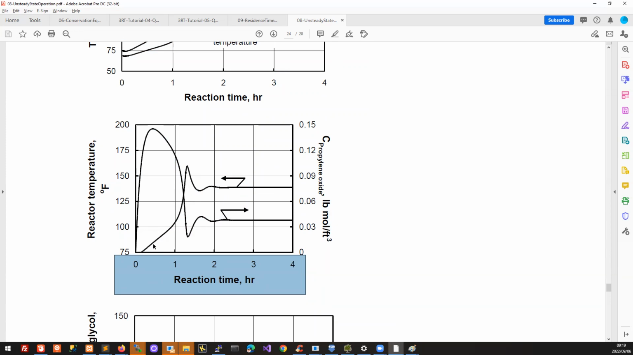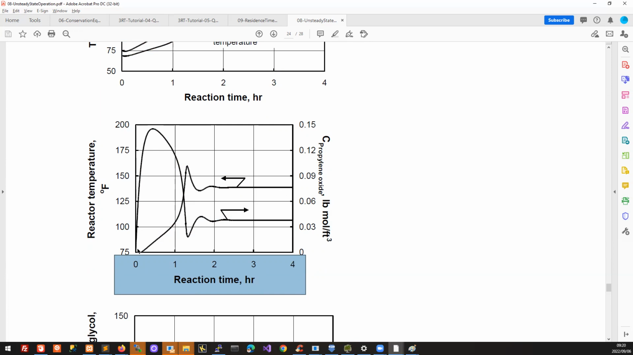It rises. It's an exothermic reaction. So the temperature rises, and then it reaches a point where the cooling water dominates, and so the temperature drops. Then the reaction rises in response, and then the cooling water flow rate increases again until that drops, and so it bounces around a bit until it settles down to a steady temperature.